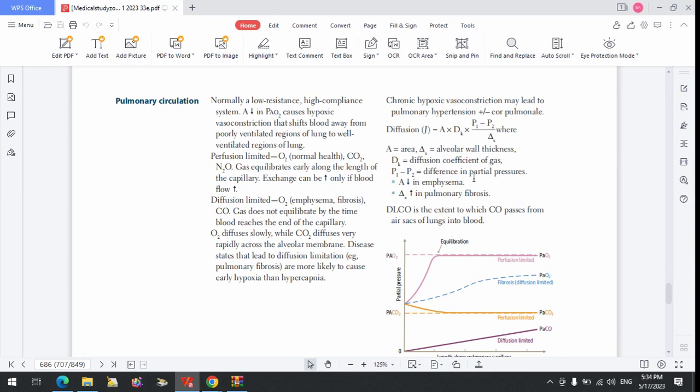And there are some conditions that can make oxygen diffusion limited: emphysema, pulmonary fibrosis, anything that affects these factors that we have talked about, the area, the thickness.